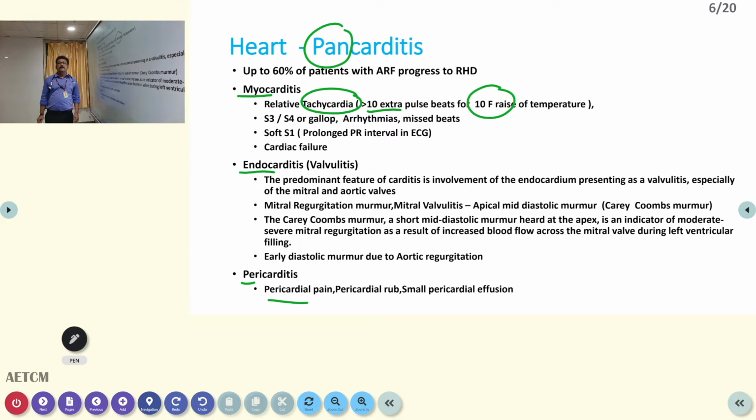ECG, if you take, in myocarditis, tachycardia will be there. In valvulitis, there may not be much problem in the ECG. It can be sometimes ST changes. In pericarditis, ST elevation, that is uniform ST elevation in all leads, is a classical finding.